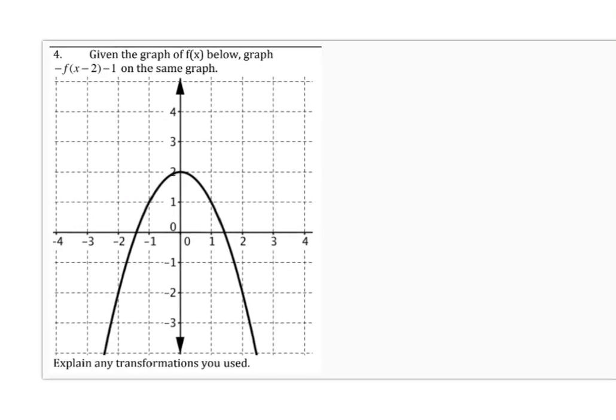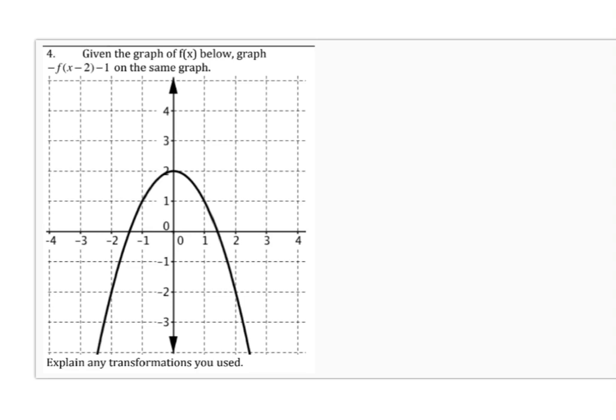Here's another transformation. This is much more similar to what I'd expect you to do. In terms of a couple of points that I could use for this, I've got the vertex. That's always a really important point. So that's 0, 2. I've got negative 2, negative 2. And I've got 2, 2.